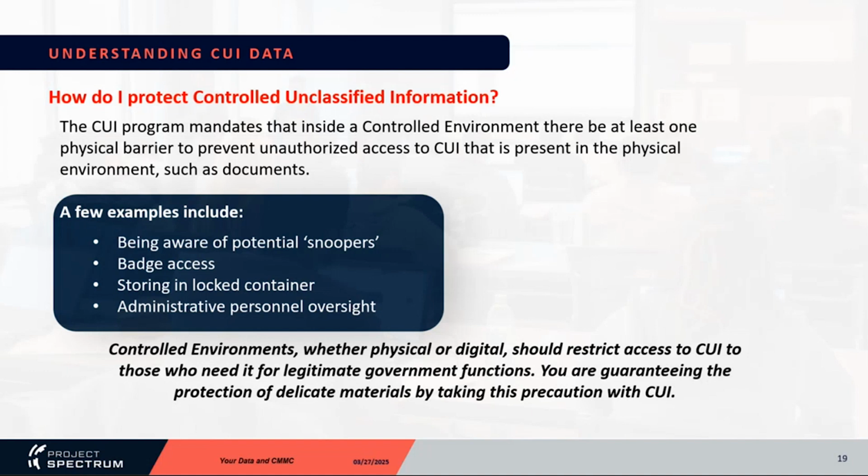See, these controlled environments, whether they're physical or digital, are restricting access to CUI. It's only those who need it for legitimate government functions that are able to access this information. Remember, you don't want everybody within your organization to have access to all of the data all of the time. You need to make sure that you're prioritizing that and saying, okay, who really needs to see this? By doing that, you're guaranteeing the protection of delicate materials and taking the precaution that you need to take with CUI.